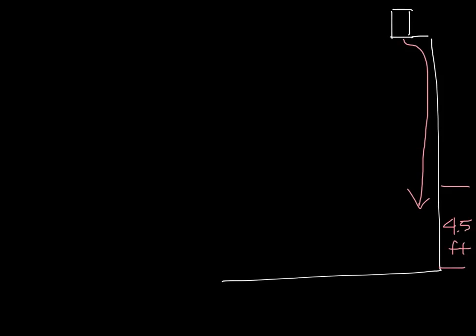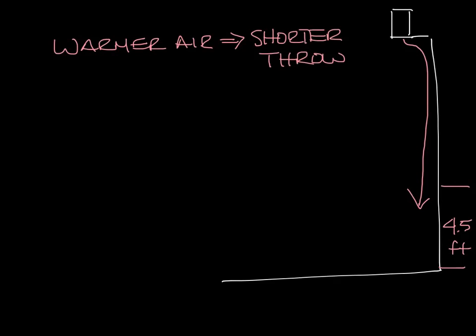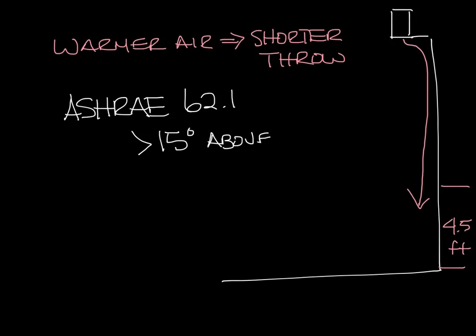So let's draw the perimeter here, and we'll put a slot diffuser up here in the ceiling. When heating from overhead, you have to push the ventilation air into the room with enough energy to get it from the ceiling diffuser to the occupied space, specifically within 4.5 feet of the floor. The warmer the air, the shorter the throw will be. In fact, ASHRAE 62.1 says that if you use air warmer than 15 degrees above the room temperature, you have to bring in 25% more ventilation air.